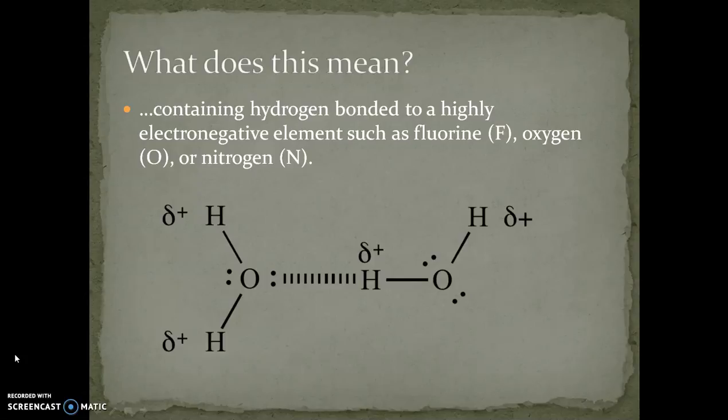And the last part of the definition that we are going to look at is the containing hydrogen bonded to a highly electronegative element such as fluorine, oxygen, or nitrogen. And so as we can see here in the diagram below, the hydrogen that is slightly positive on the right is hydrogen bonded to the oxygen on the left. It's going for that lone pair of electrons that's sitting on the end of the oxygen.